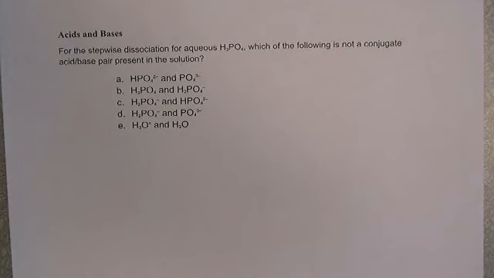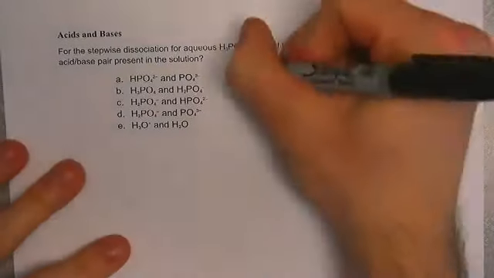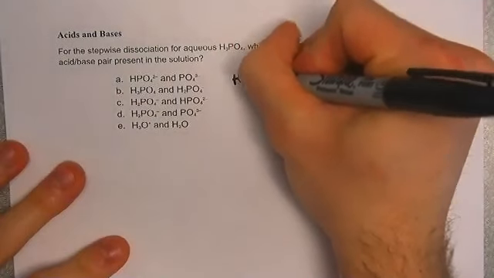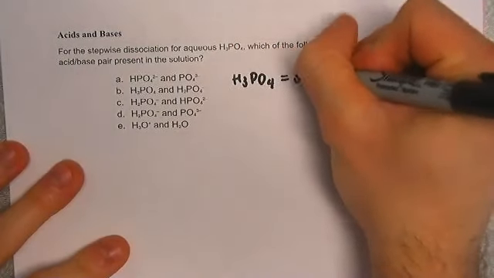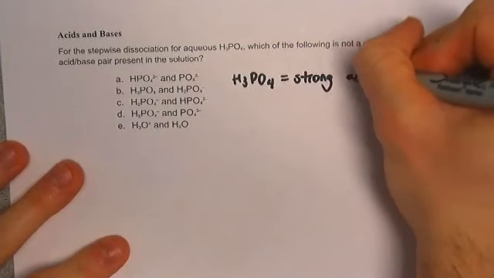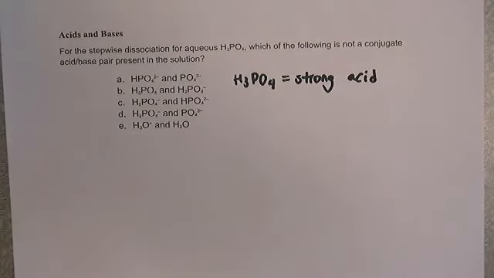If you remember back from Chem 109, what is H3PO4? What kind of acid is it? Is it strong or is it weak? It's a strong acid. It's one of our 7 strong acids. So we're just going to write that down. H3PO4, strong acid. Now applying this to Chem 110, what do we know about a strong Bronsted-Lowry acid?